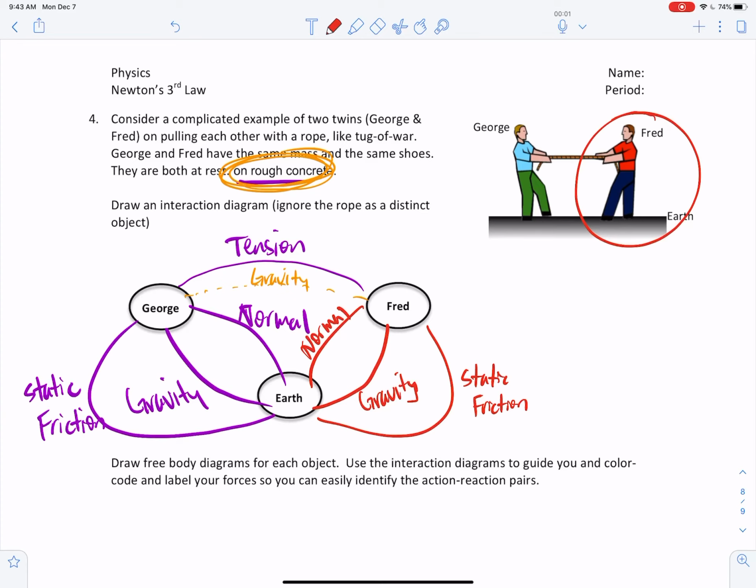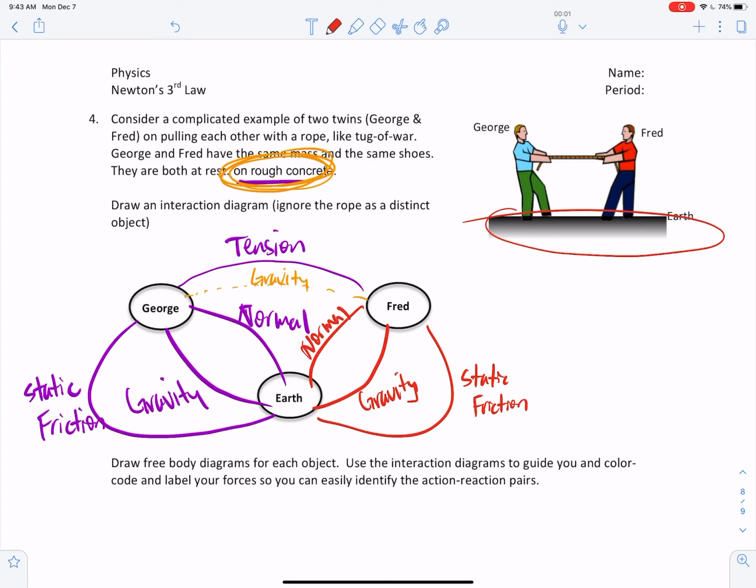And then the only other object I haven't considered is the earth as a separate object. But I've got the earth covered. Pretend that you're the earth. You've got George standing on you. You've got Fred standing on you. You can feel their weights. You can feel the friction from their shoes. And so the earth is covered in our diagram.